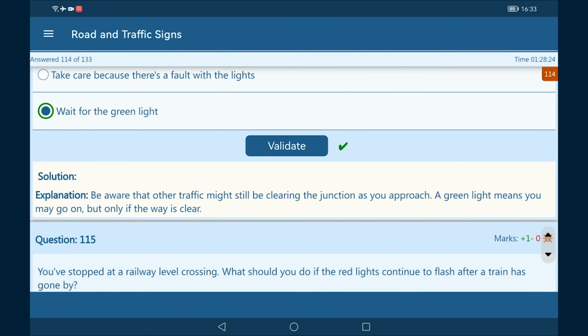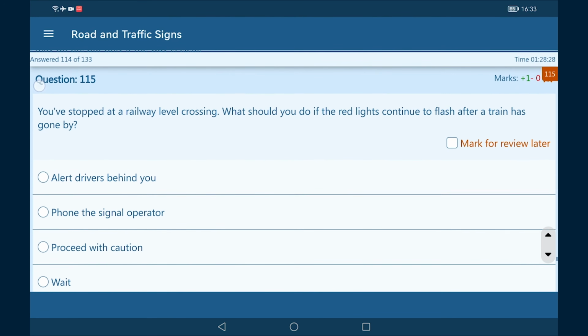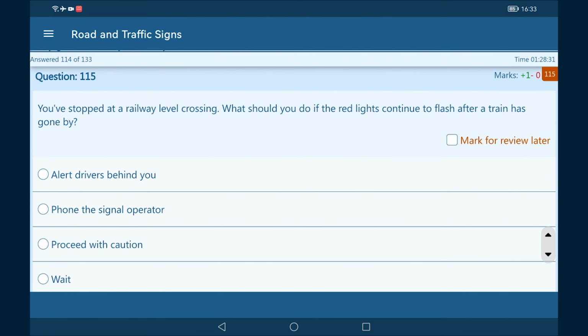Question 115. You've stopped at a railway level crossing. What should you do if the red lights continue to flash after a train has gone by? Option 1. Alert drivers behind you. Option 2. Phone the signal operator. Option 3. Proceed with caution. Option 4. Wait. The correct answer is Option 4, that is wait.